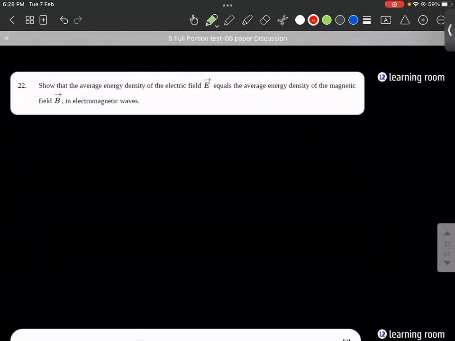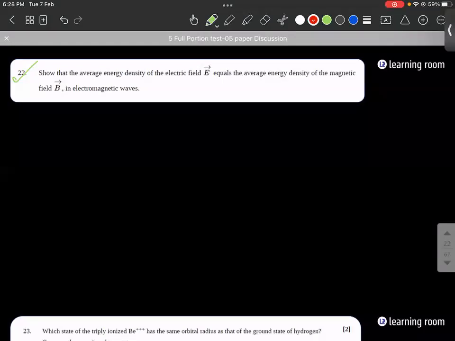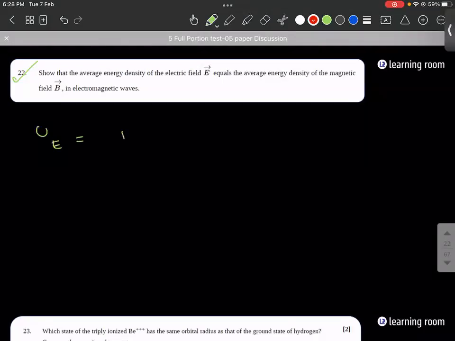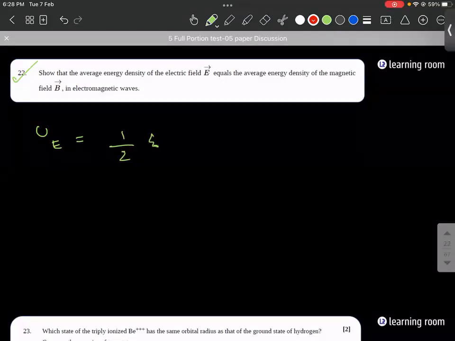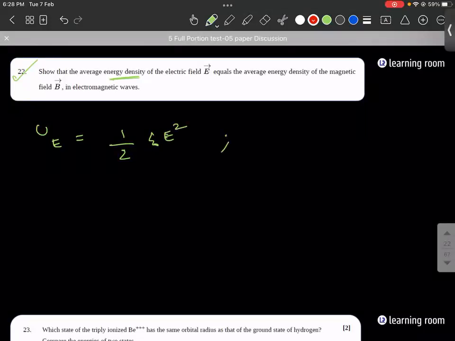So 22nd, this is a derivation from the electromagnetic waves chapter. So what is the value of UE? Half epsilon naught. So UE is basically energy density. It is not the energy. Half epsilon naught E square. Correct? UB is another. Half mu naught B square. Sorry, half B square by mu naught.